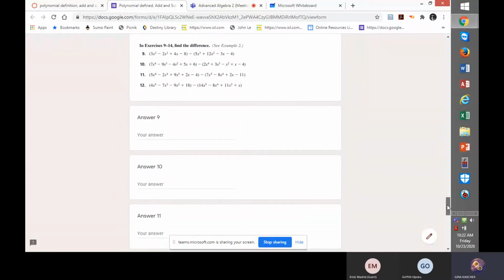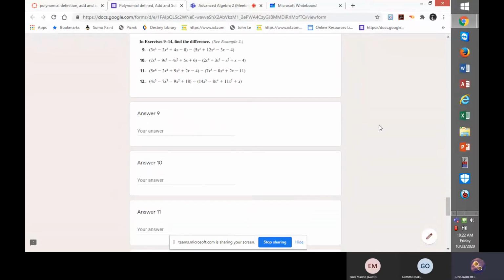All right, find the difference is the same thing as adding, except you have to distribute that negative sign. When you have a negative, you have like a 1 in front of the parentheses. So negative 1 is the same thing as add negative 1. Minus 1 and add negative 1 are the same thing. So you have to distribute that negative sign. To drop the parentheses, all of these signs must change. And then you just add.